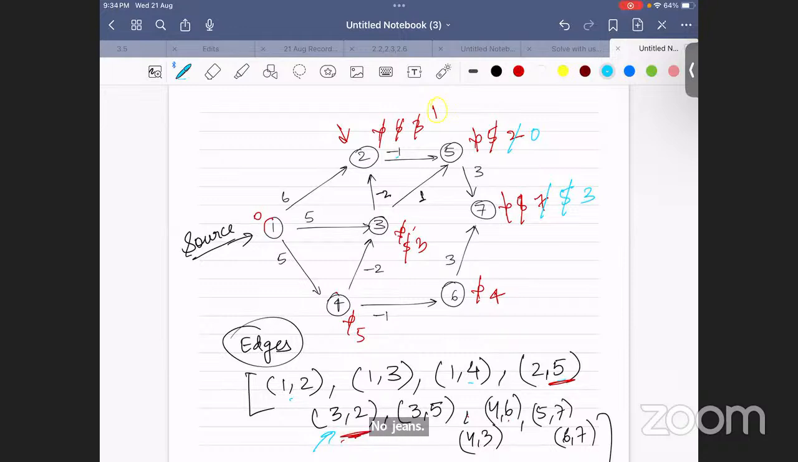6, 7, no change. So now we are done. 5 to 7, 0 plus 3, 3 only. 3 was already there, we already updated that. So no change. 0 plus 3, 3 only. So there is no change.